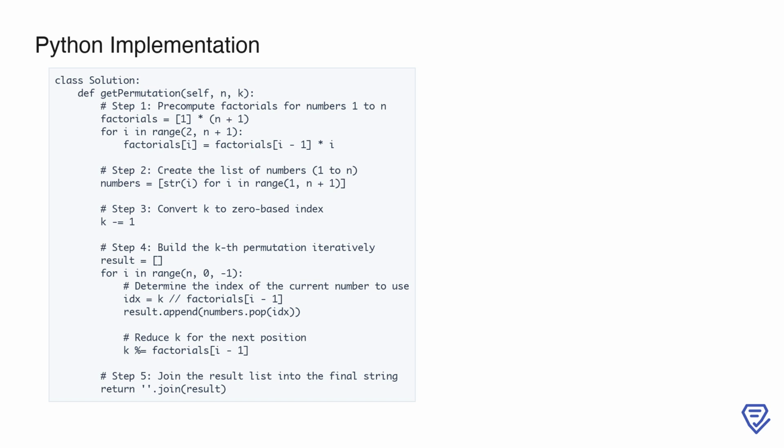5. Building the result. The selected digits are added to the result list. After all iterations, the result list contains the kth permutation in order. 6. Final output. The result list is joined into a single string and returned as the output. This approach has a time complexity of n squared due to the repeated list operations, removals, but it avoids generating all permutations, making it much more efficient than a brute force solution. The space complexity is n for the factorials and numbers lists, as well as the result list.